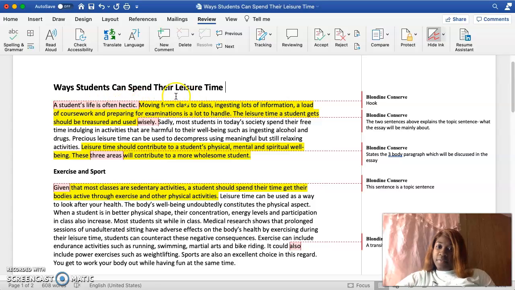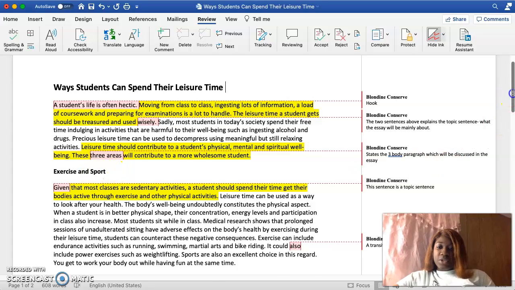And then the highlighted section is the main idea, what the essay is going to be about. And here, I highlighted this because it explains what the three body paragraphs are going to be about. And that is very important when writing an expository essay. You don't want to just write your introduction and then go right into your first body paragraph. That's not how that works.